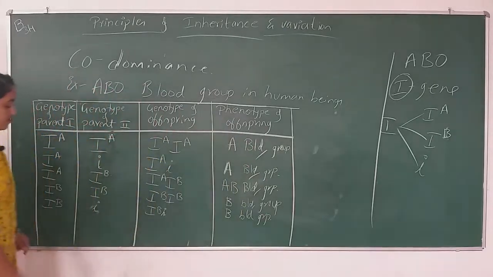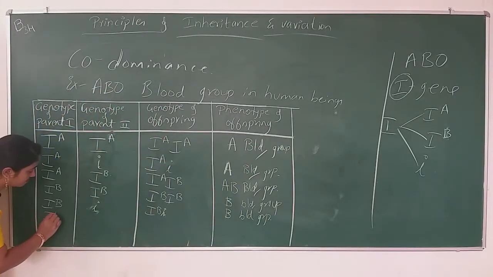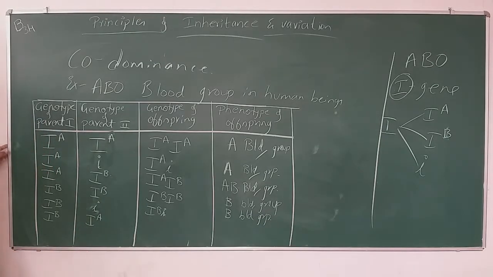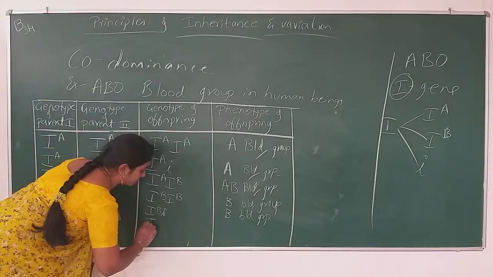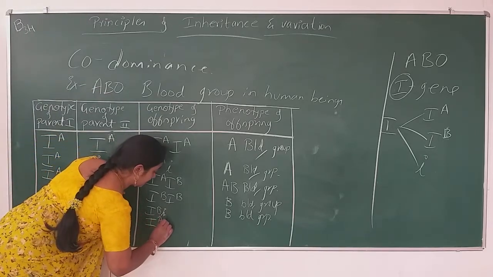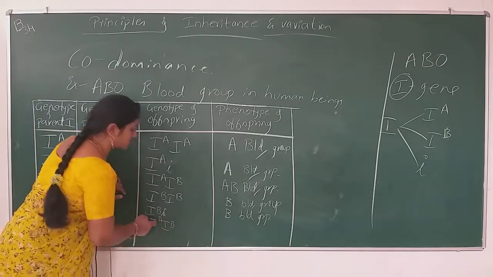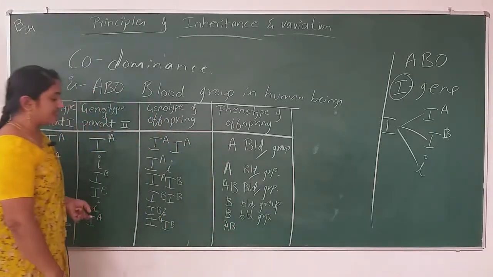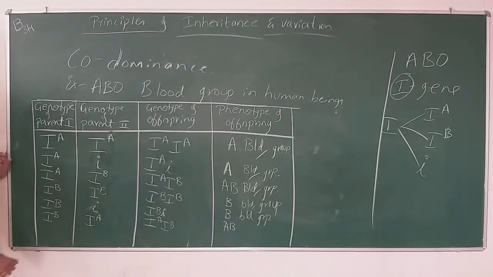And if the same person marries an A type blood group woman, the offspring, don't write IB, IA. You have to write IA, IB. A should come first. The phenotype is known as AB blood group.